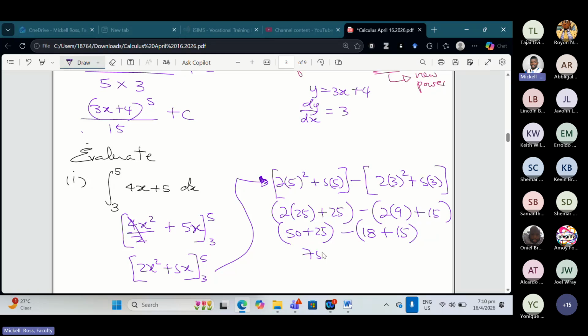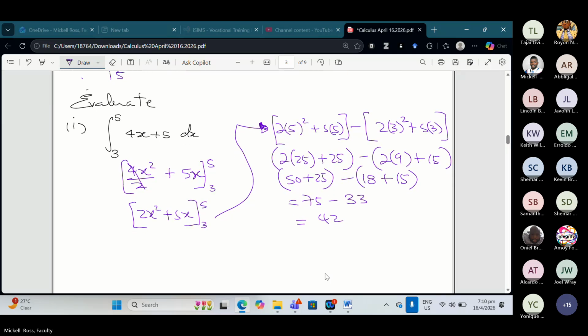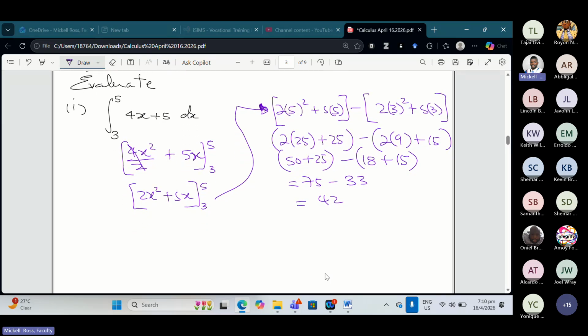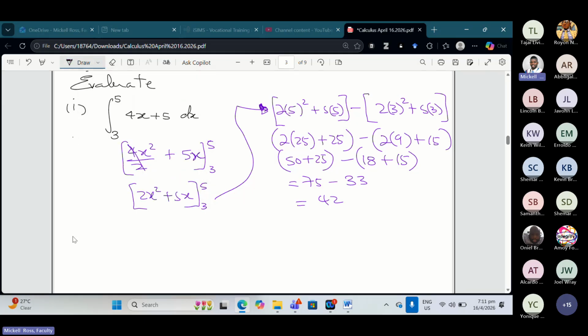75 minus, what is this? 33. So this is going to give us what, 42? So that is what you would get for the final answer for this function. Go right ahead if you have any questions.